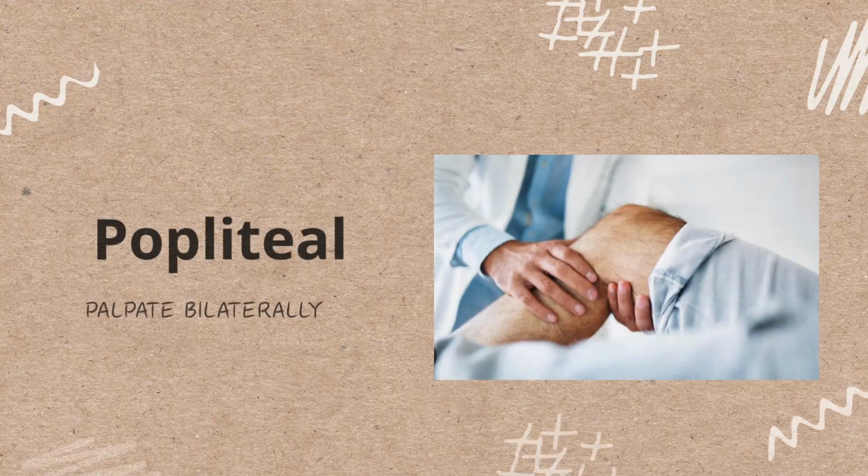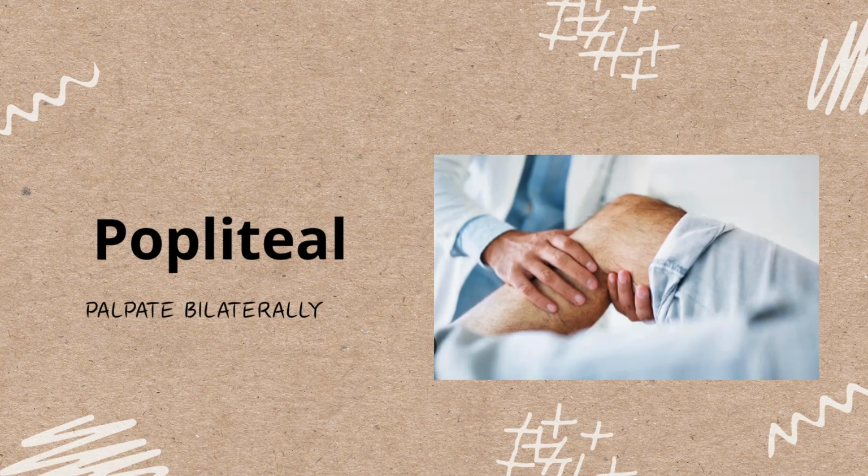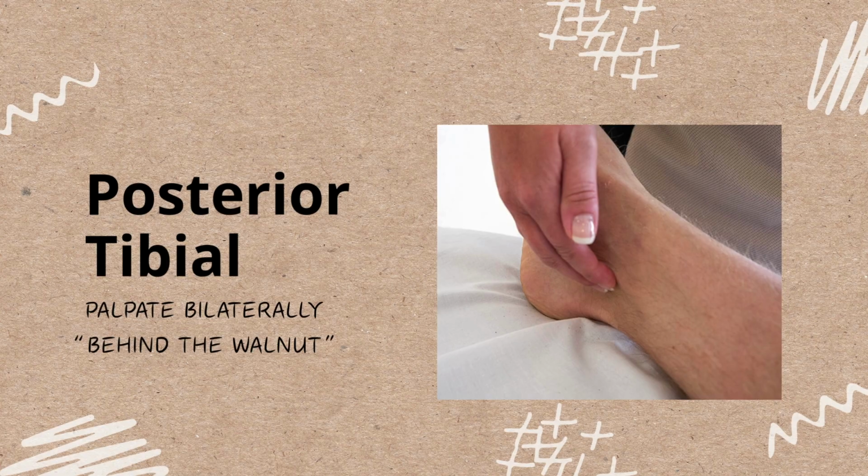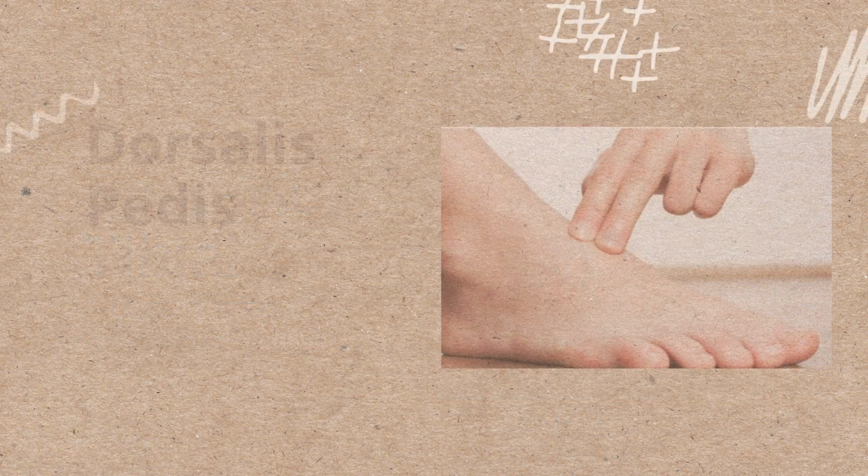The popliteal pulse is located behind the knee. You generally have to push with some pressure and avoid tendons to find this pulse. It can be very difficult to find. The posterior tibial pulse is behind the ankle bone on the inside of the foot. Another way to remember it is it's behind the walnut.